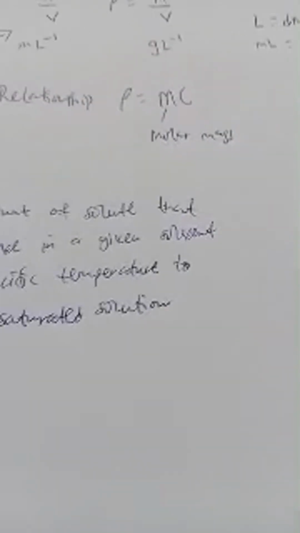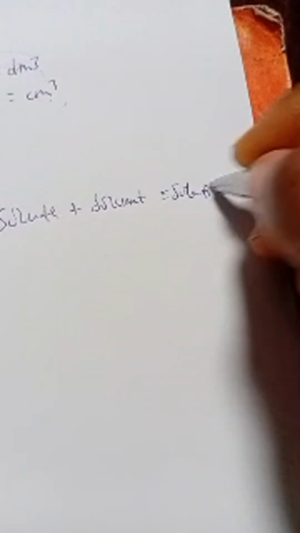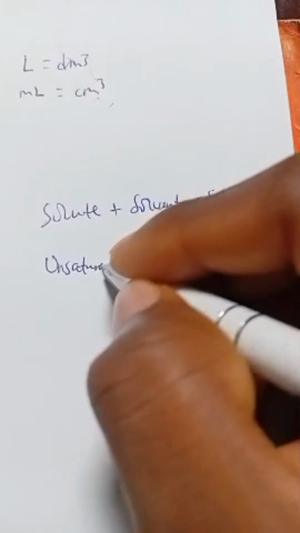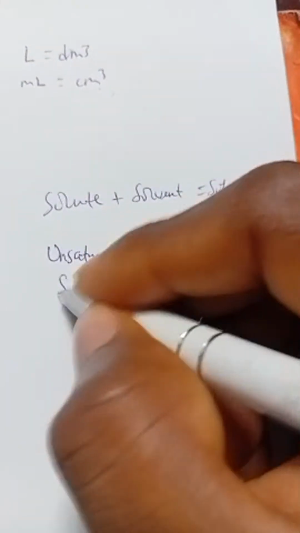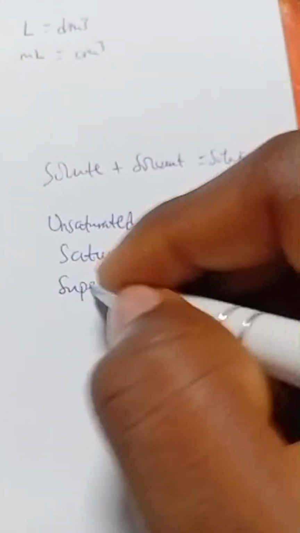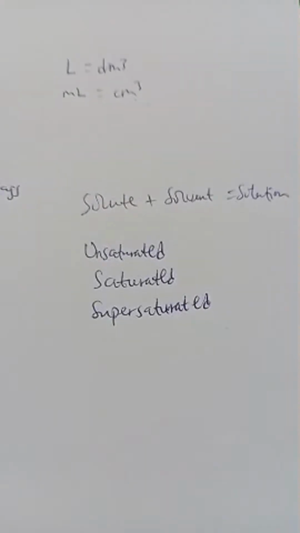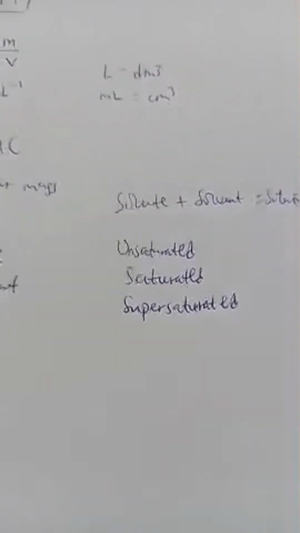So let's look at the types of solution. You have a solute and then a solvent. When you add your solute to the solvent, then you get your solution. So we have three types of solutions over here: an unsaturated solution, a saturated solution, and then a supersaturated solution. These are the types we have.